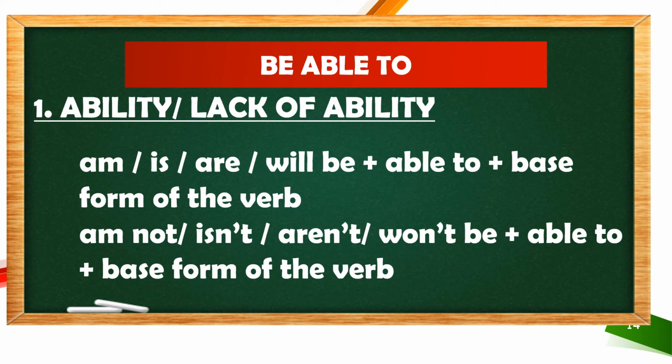Next, we have the modal be able to. It also expresses an ability or lack of ability. The format is am. We use am if our subject is I. We use is if our subject is singular. And we use are if our subject is plural. And will be if the tense is in the future tense, plus the modal able to, plus the base form of the verb. We will just add the word not to express lack of ability.